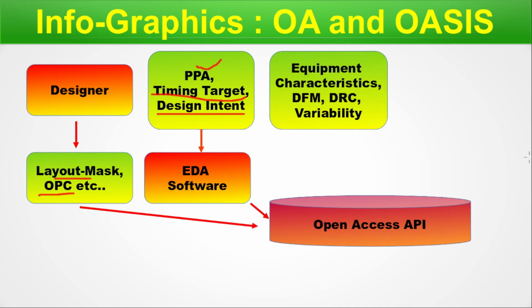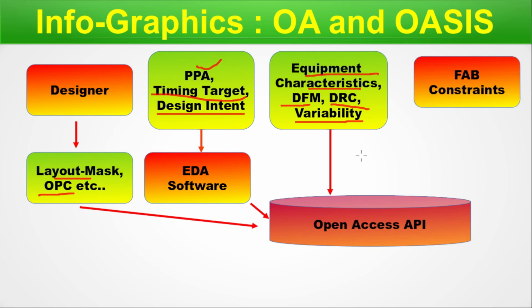Next, we have the foundry side data, that means the characteristics of the fabrication equipment, DFM, design for manufacturability, DRC, design rule check, and we have the variability too. All this data that comes from the foundry will also go towards the Open Access API, because this Open Access API interprets all these things to give the output. Okay, let's wait for the suspense, what output it gives. More to go, fab constraints are there.